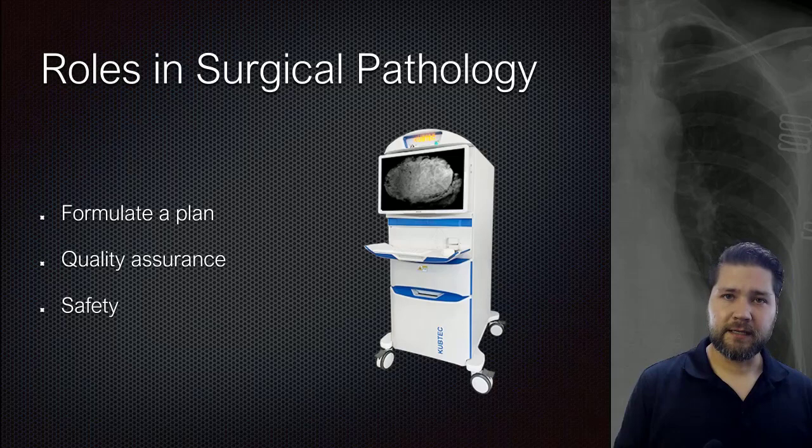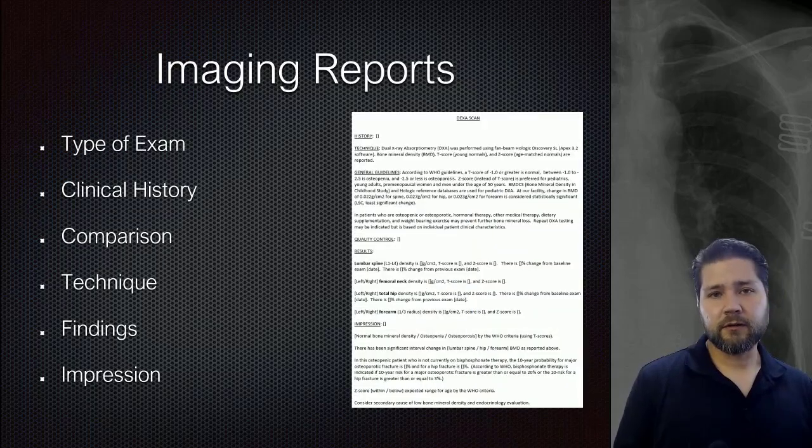The main ways that we use imaging in surgical pathology is to formulate a plan, which is always good, and I kind of alluded to that earlier when we want to try to find our lesions. You're going to do quality assurance, which we just saw with the Bio-Rad stuff, where you can feed that data back into the system, and then ultimately there's safety. So we have to make sure that we're being safe and that we can indicate the safety of our patients and fellow workers.